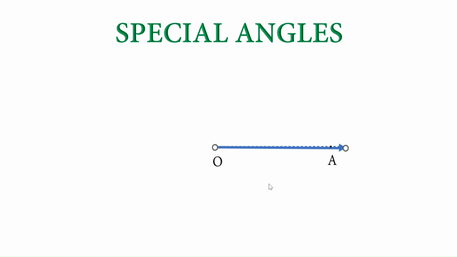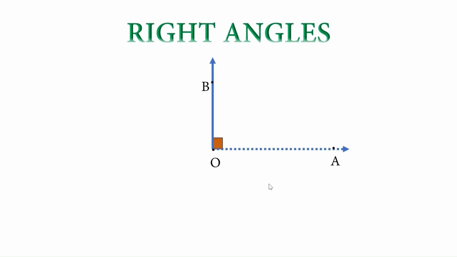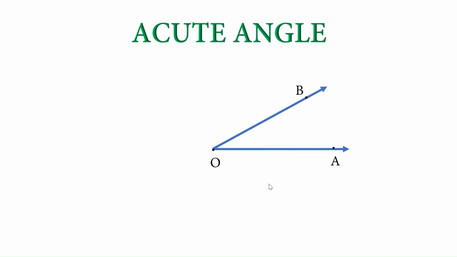When we rotate a ray in a horizontal position such that its final position is vertical, such an angle is called a right angle, and the magnitude of a right angle is 90 degrees. So these are the four special cases of angles: straight angle, which is 180 degrees, complete angle, 360 degrees, zero angle, 0 degrees, and right angle, 90 degrees.